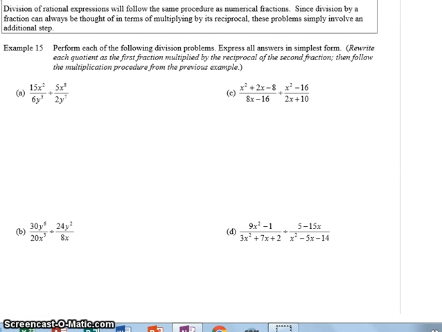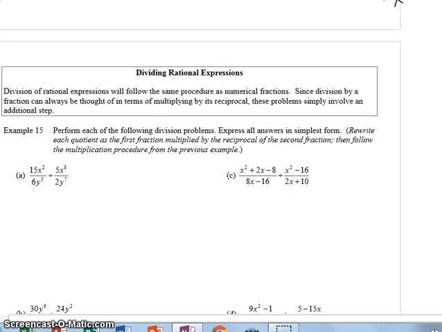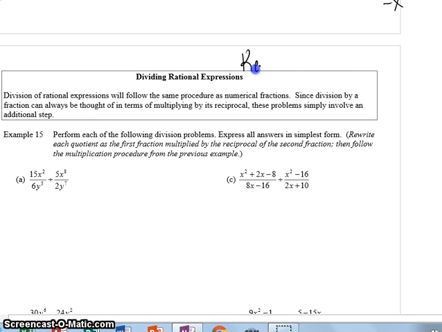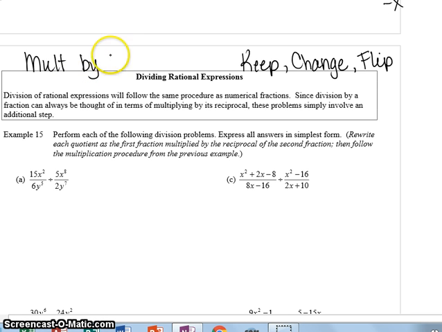Okay, so in middle school, they used to teach you guys keep, change, flip. Okay, you would keep the first fraction exactly the same. You would change the division sign to multiplication. And you would flip the last fraction. Okay? So at high school, we don't say keep, change, flip. We say multiply by the reciprocal. Okay, so you're going to multiply by the reciprocal. That's the high school terminology for it.